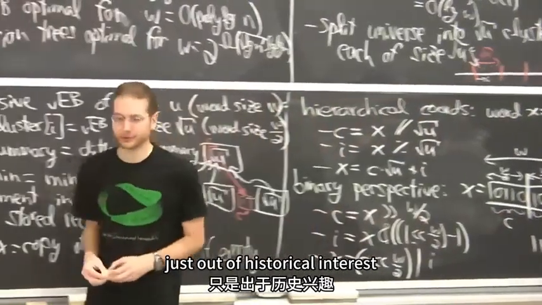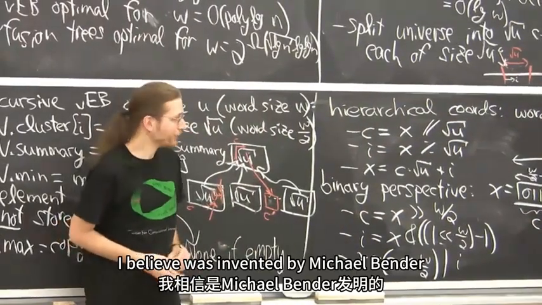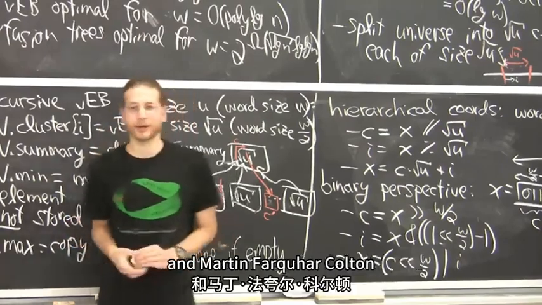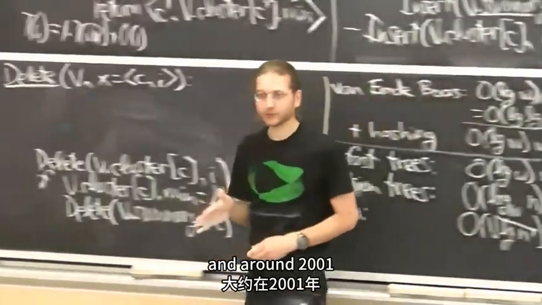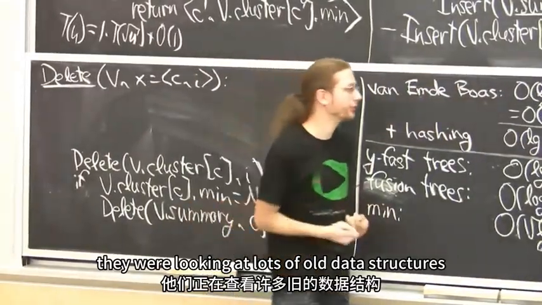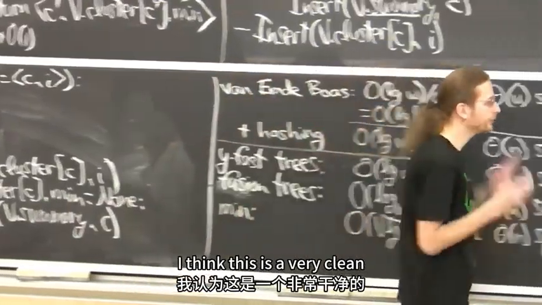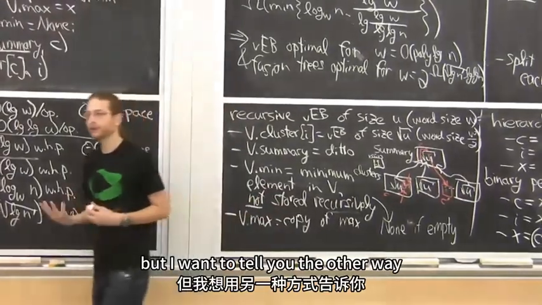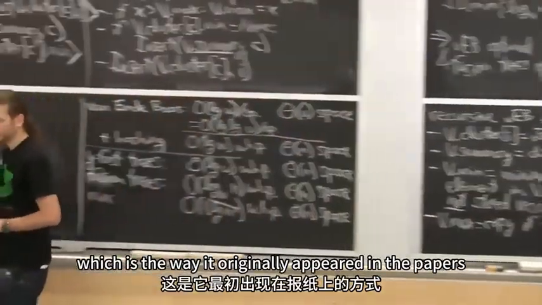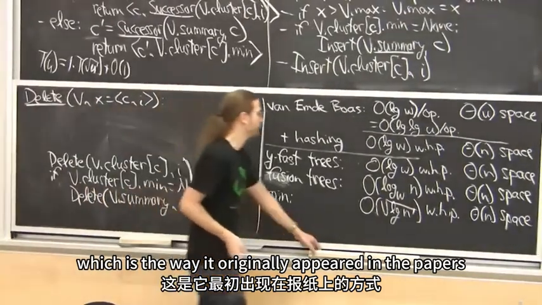Just out of historical interest, this is a way that I believe was invented by Michael Bender and Martin Farach-Colton, who are the co-authors on cache-oblivious B-trees. Around 2001, they were looking at lots of old data structures and simplifying them. And I think this is a very clean, simple way to think about van Emde Boas. But I want to tell you the other way, which is the way it originally appeared in their papers.